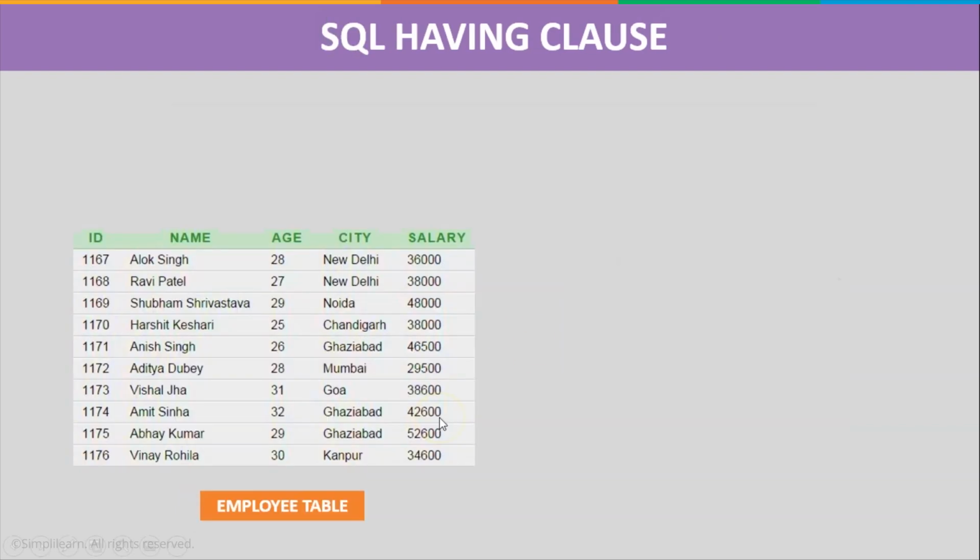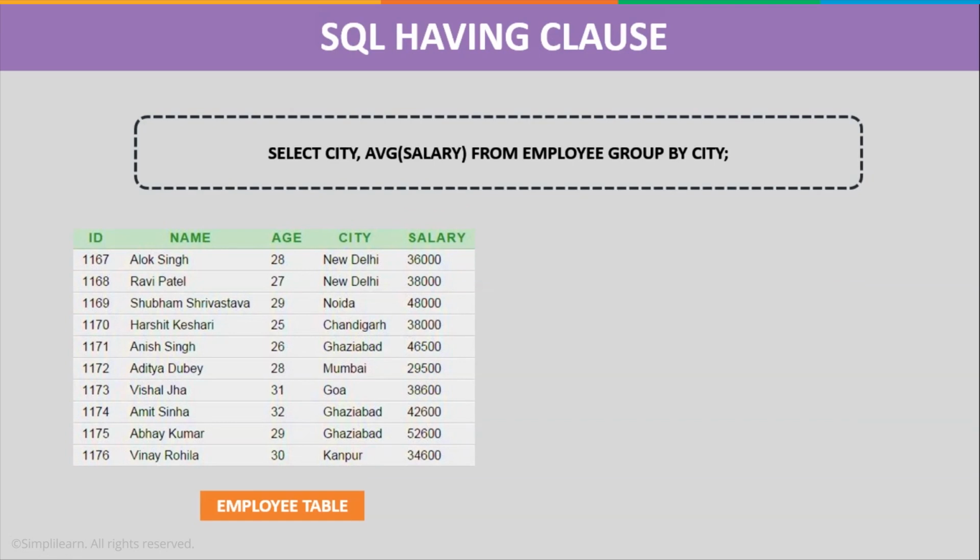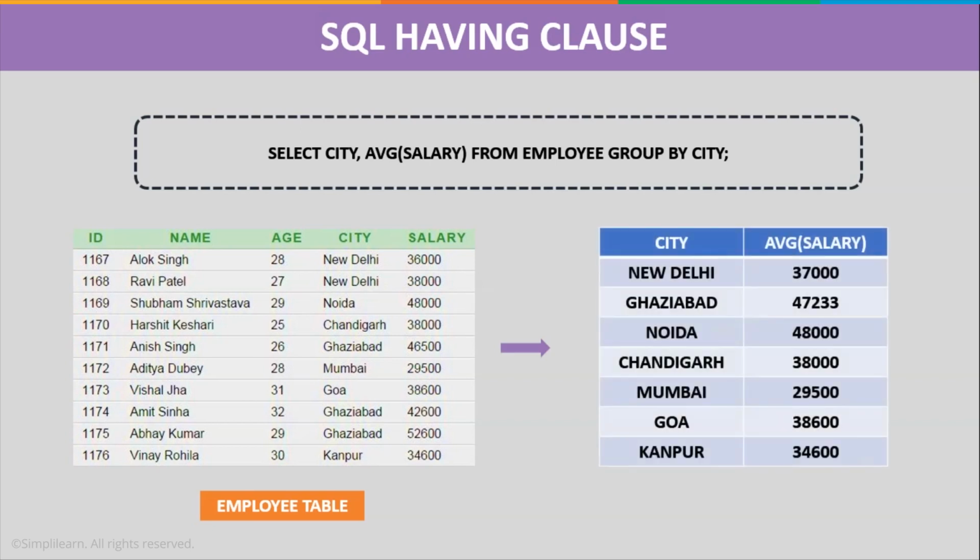Let us understand this with an example. Again, consider the same employee table here, which has ID, name, age, city and salary. As we know, we have to use aggregate functions, so I'm using the average function here, and since the HAVING clause also uses GROUP BY, I'm also using GROUP BY. Now let's say I want to find the average salary of all the employees from different cities, then the query would be SELECT city, AVG(salary) FROM employee GROUP BY city. When I execute this query, this will be the output, where it will show the resultant set of all the cities and their average salary.